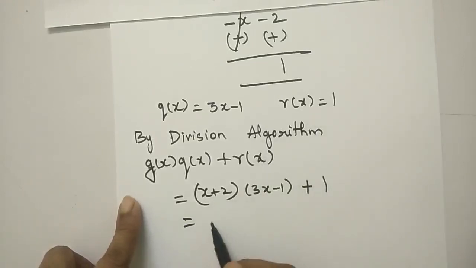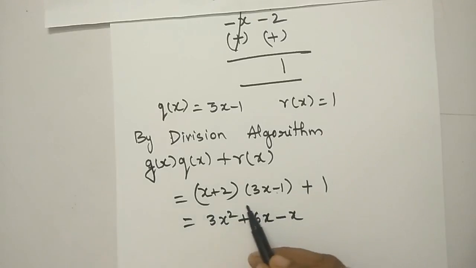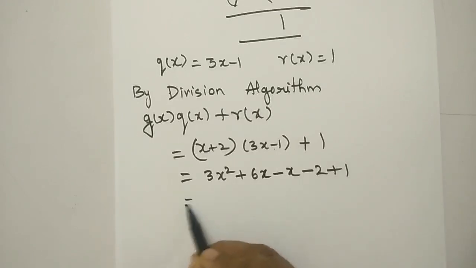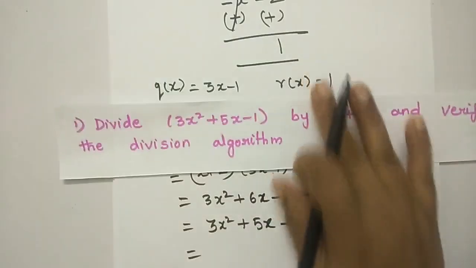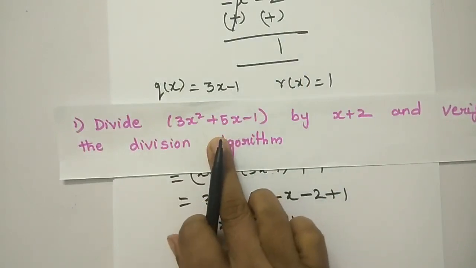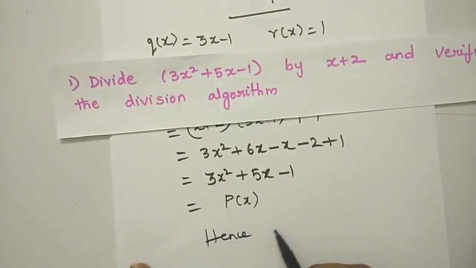Now multiply this. You will get 3x square, 3x into 2 you will get plus 6x, minus into plus it is minus, 1 into x is x, is it not? Minus into plus is minus, 1 into 2 is 2 plus 1. This is equal to 3x square plus 5x minus 1. This is nothing but the polynomial which they have given, is it not? So this is p of x. Hence we have verified. Okay, this is the solution of first problem. Now let us go to the second problem.